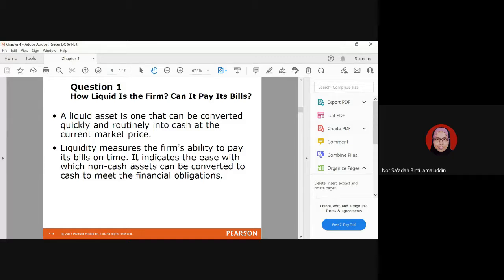So when we discuss liquidity, it refers to the asset, our asset. Okay. When we discuss the asset, it consists of two, which are current asset and non-current asset. Alright. A liquid asset.